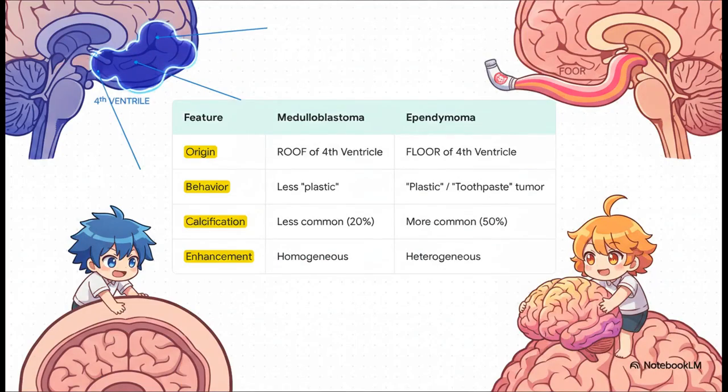So let's start with a classic pediatric matchup. Down in the posterior fossa, the back of the brain, you've got medulloblastoma, which loves to grow from the roof of the fourth ventricle. Its rival, the ependymoma, grows from the floor.